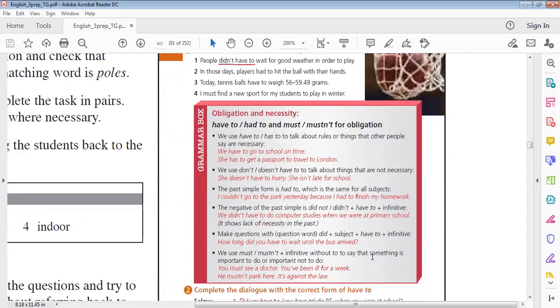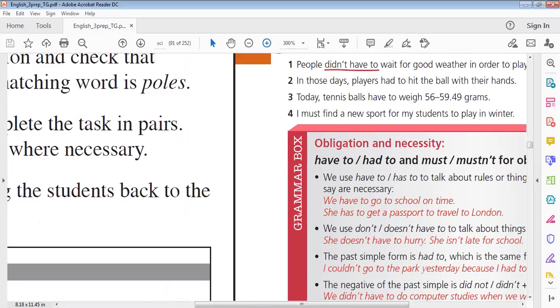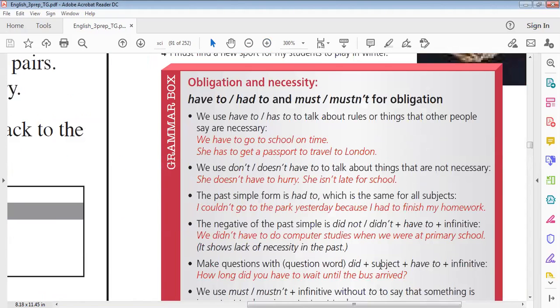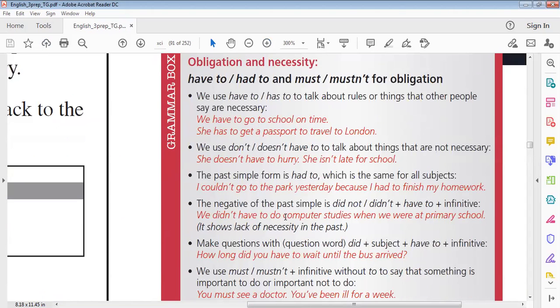After that, we have here the grammar rule, which is about obligation and necessity. And by the way, we studied this lesson in the A level. We studied it in the A level in Unit 5 in the models and semi-models. So obligation and necessity here, we will talk about have to, had to, must, mustn't.